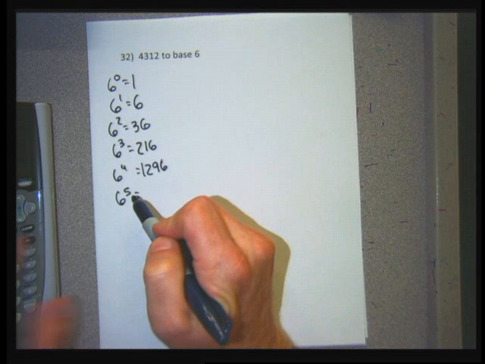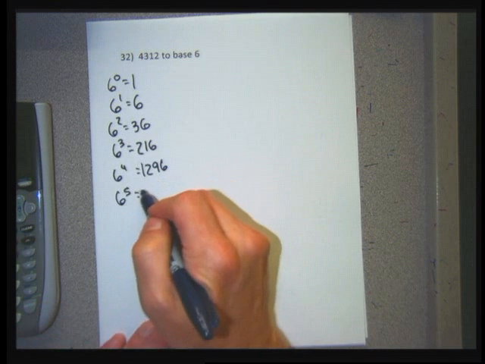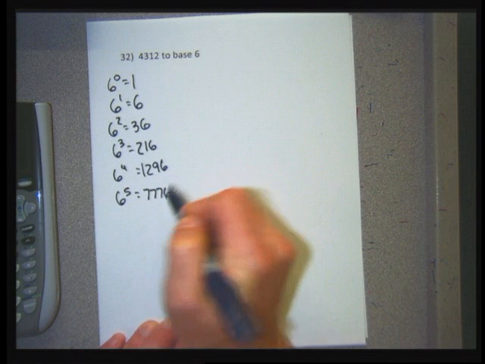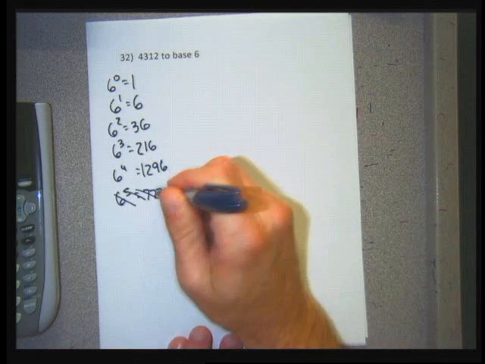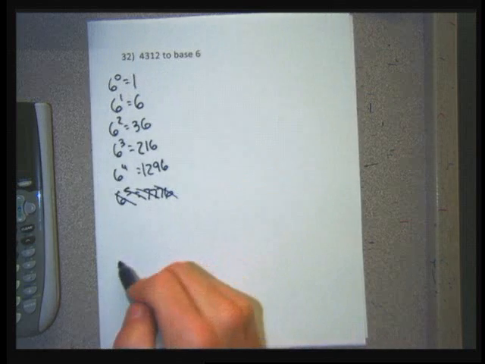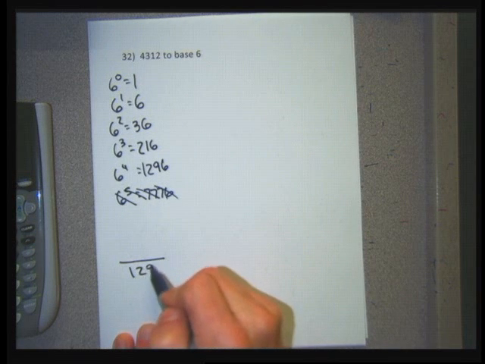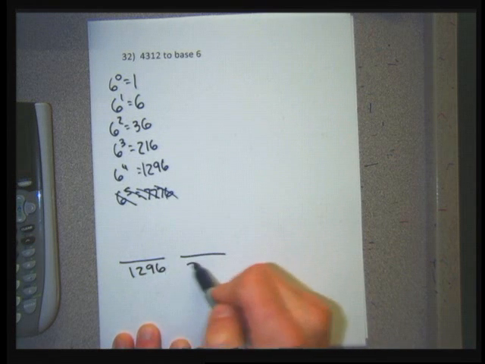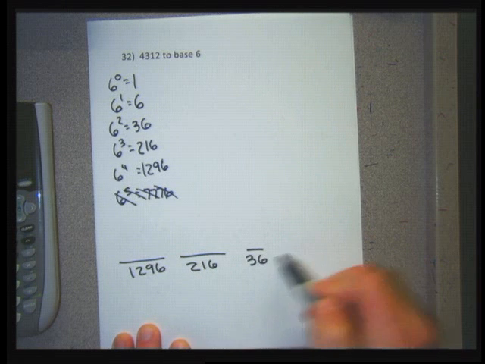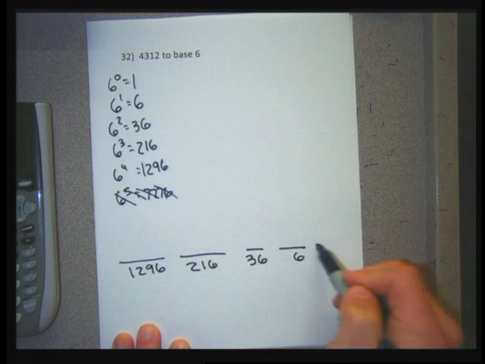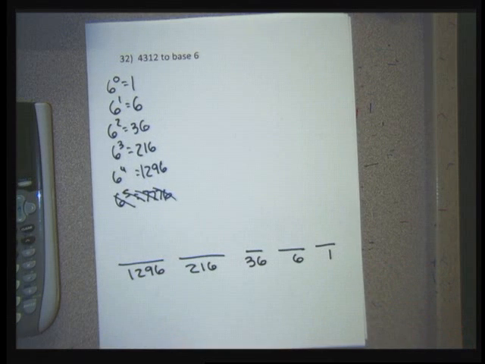And once I get to a power that's bigger than the number that I'm interested in, I stop. So I started this problem by writing all my powers of 6, and I finally got a number that's too big. I cross out the 7,776 and get ready to write my answer. I make a spot for each number that I'm subtracting. I figure out how many times I can subtract them.